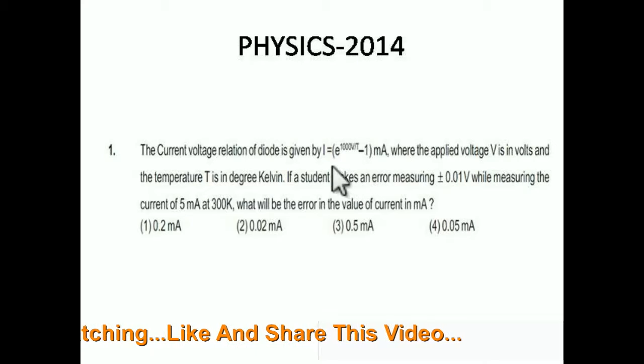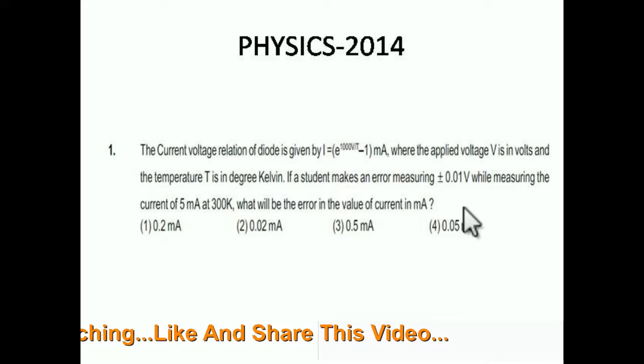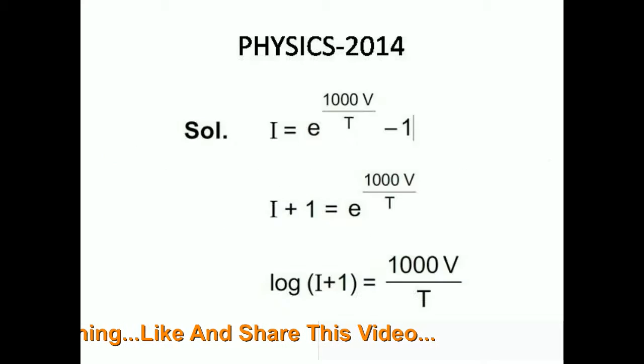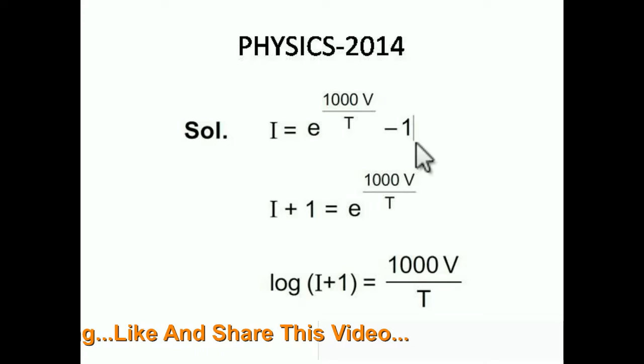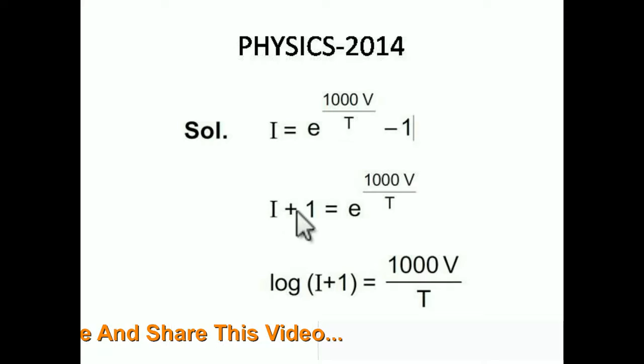See friends, here the equation is directly given. What's the equation? I is equal to e raised to 1000 V by T minus 1. Now I just have to make a simple equation in the form of delta, in the form of differentiation. So I take the 1 to this side, so I plus 1 is equal to e raised to 1000 V by T. Now taking log on both sides for easier simplification, log of (I plus 1) is equal to 1000 V by T.